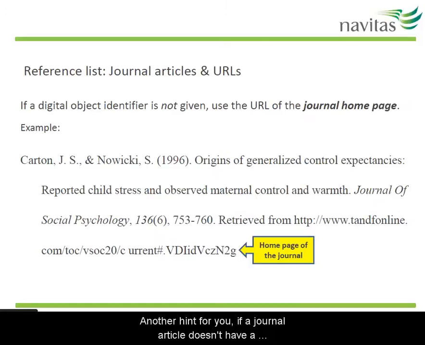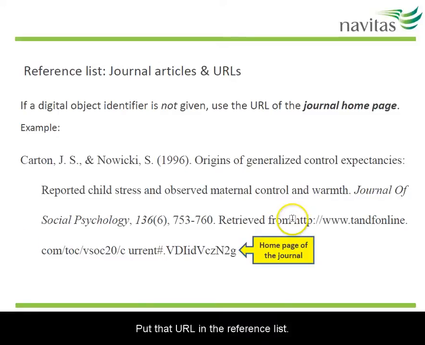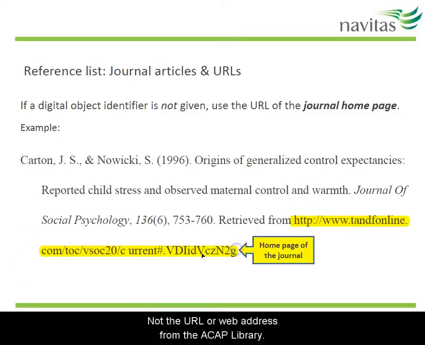Another hint for you. If a journal article doesn't have a DOI, you need to put the name of the journal in Google and find the journal homepage and put that URL in the reference list, not the URL or the web address from the ACAP library.